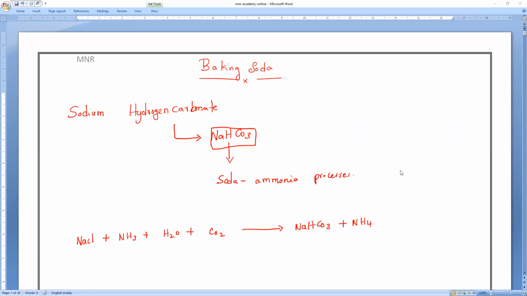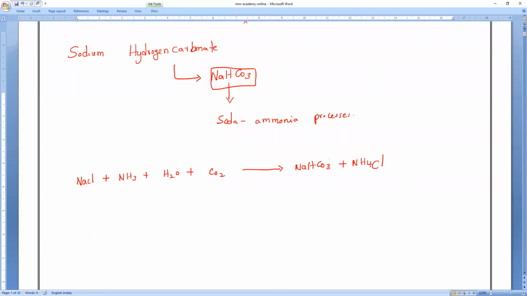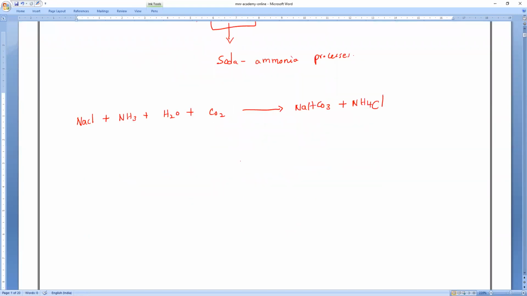So what is that? Baking soda, sodium hydrogen carbonate, plus we are going to get the next compound, everybody: ammonium chloride. So this is the common process. Even this same process we will use to manufacture washing soda also. But for washing soda, two more steps will come. What are the two more steps in washing soda, everyone?